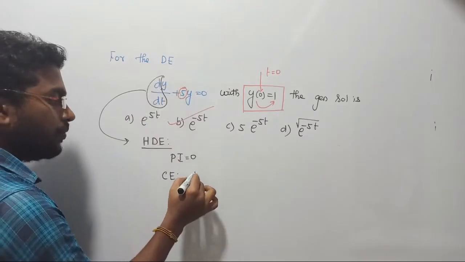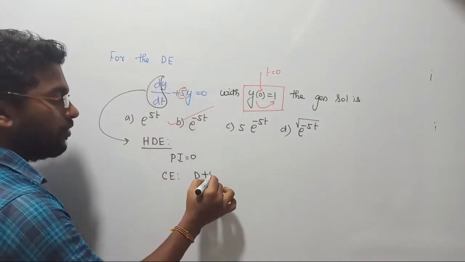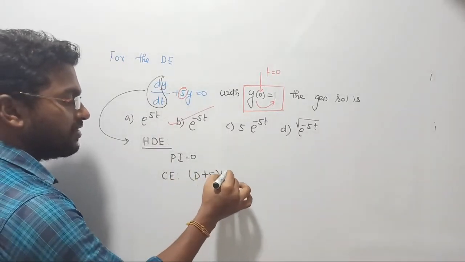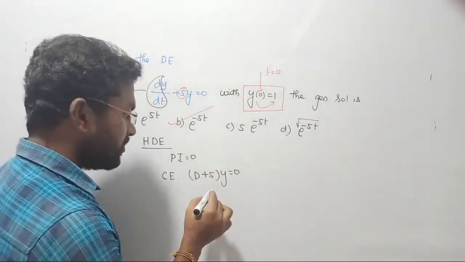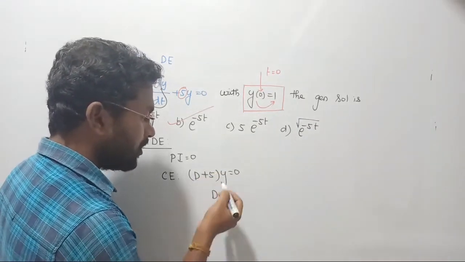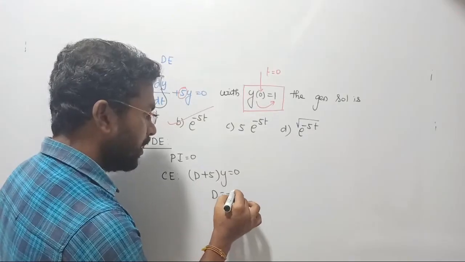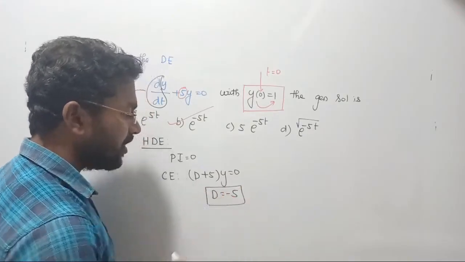Dy by dt is simply replaced by D, so the equation becomes D plus 5. We can just take y outside, such that (D plus 5) y equals 0. From this, the characteristic equation is D plus 5 equals 0, or D equals minus 5. I got a single root, right?